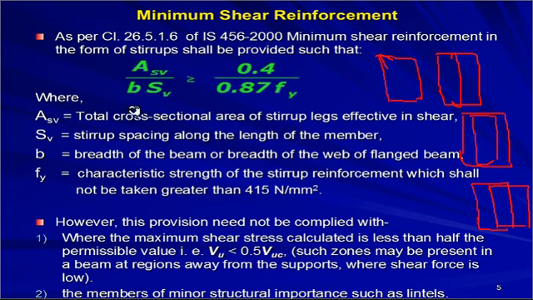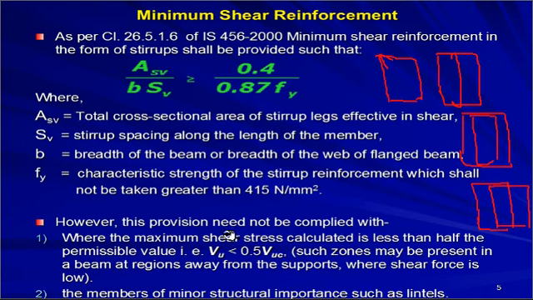SV is the spacing of the stirrups. B is the width of web in case of T beam, or the width of the beam in case of rectangular beam. Fy is the characteristic strength of stirrup. While designing we can use Fe 415 or 500, but while designing shear reinforcement, IS code restricts the grade to 415 N per mm square only.